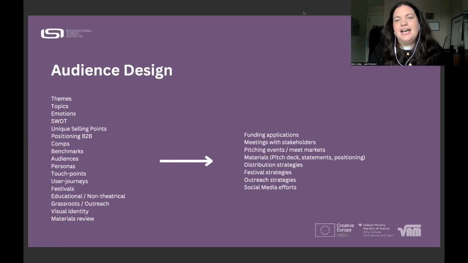And one of the things that I've tried to put in a list, though how long is a piece of string, is how this is going to help us. So funding applications, we know, are the backbone of the independent European industry, and we're all reliant on public money. And with that come quite difficult applications. And it really does help, because understanding already who your audience clusters are and how you talk about them really helps for those very intense Creative Europe applications and Eurimages and even just national screen agencies. So the work can go to that. It can also go to meetings with stakeholders, pitching events. If you're doing speed dating meet markets, it's great to be able to present that.